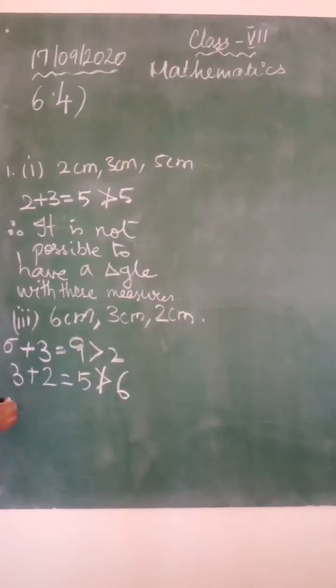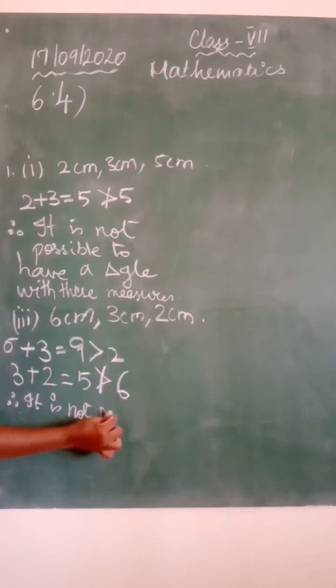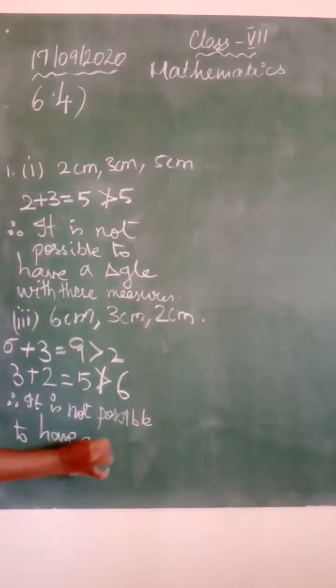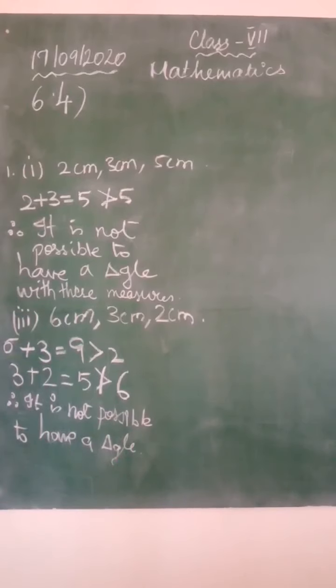So here also you will write, therefore, it is not possible to have a triangle. Okay, so is it clear for all of you children?